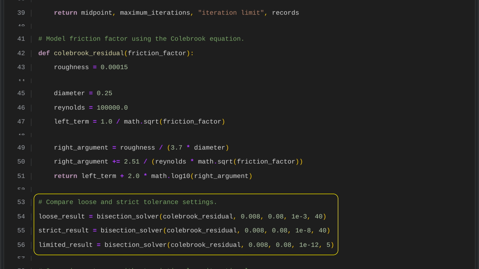We test the bisection solver for the Colebrook equation under 3 settings to compare accuracy and limits. A loose tolerance gives a faster, moderately accurate result, while a much stricter tolerance aims for higher precision with the same iteration limit. A final run uses an extremely strict tolerance, but only 5 iterations, showing how a low iteration cap can prevent the solver from reaching the desired precision.